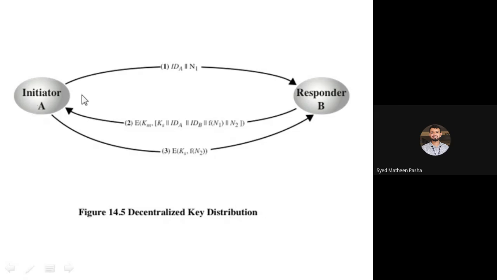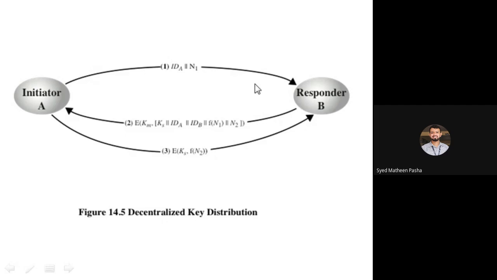In decentralized key distribution, as I told you, there are two users: initiator A and responder B. You should remember these two are not the same; they are two different parts. What initiator A does first is send the key here, because the responder needs the key for decrypting some message. As you know from the key distribution scenario, IDs are very important. The key size as well as the ID of initiator A is sent to responder B.